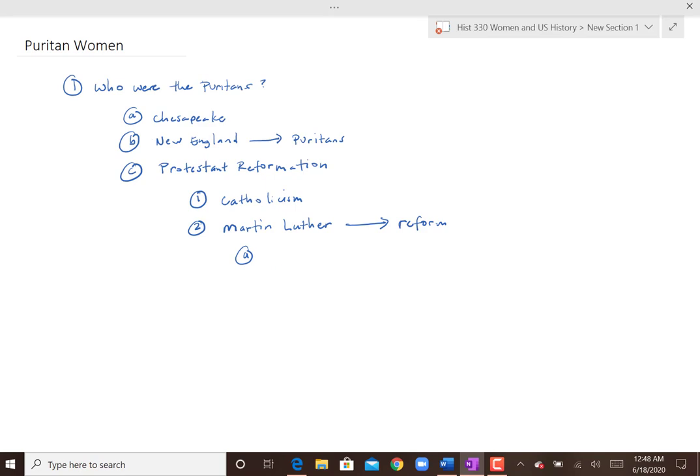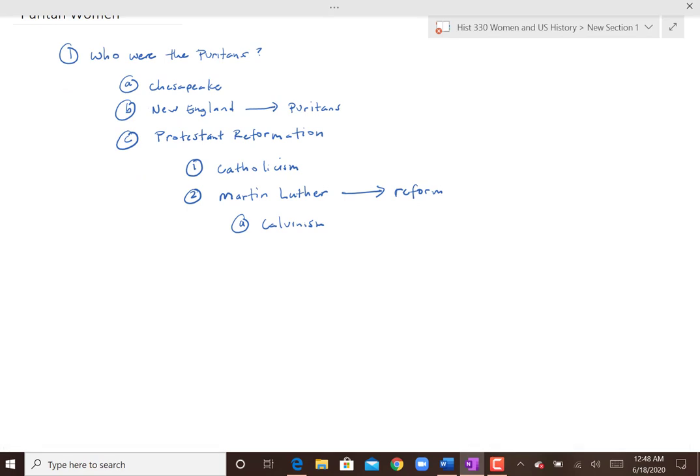Well, we'll just put Martin Luther was already one, right? And then we'll put Calvinism was another one. Zwinglism was another. And they break from there even further as time goes on. But Calvinism is the important one, because Calvinism is where we're going to get the Puritans.